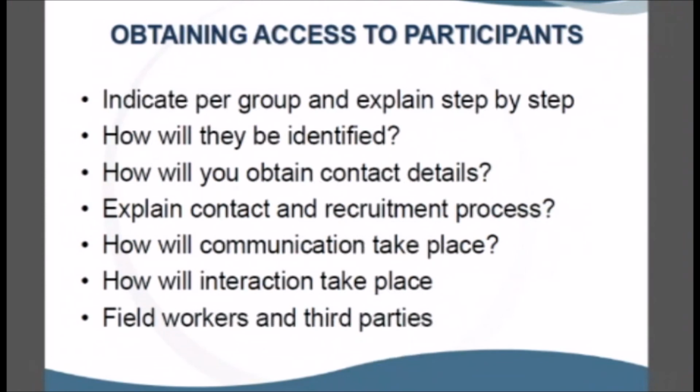Obtaining access to participants: indicate per group and explain to them how you are going to conduct the research. Also explain to them how they will be identified, whether they should take part in your study, who they are, their contact details, how you are going to get hold of them. They must know the process and it must be known in your ethical clearance as well. We want to know that. Also, any communication that is going to take place or had taken place in the past, include that as well. How will you interact? How is it going to take place?